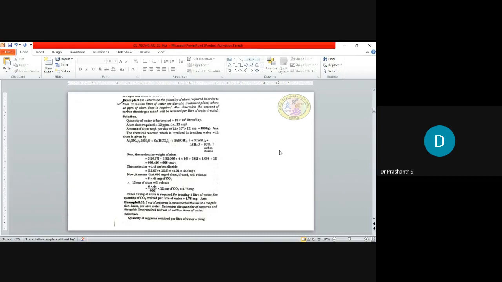What is the amount of alum required per day? For every liter, we add 12 milligrams. In a day, we treat 13 million liters. So 13 million liters into 12 milligram gives so many milligrams. Converted, finally it comes to 156 kg of alum required in the treatment plant for a day. Another part of the question is to find the amount of carbon dioxide produced. To find that, you have to write down the chemical reaction.